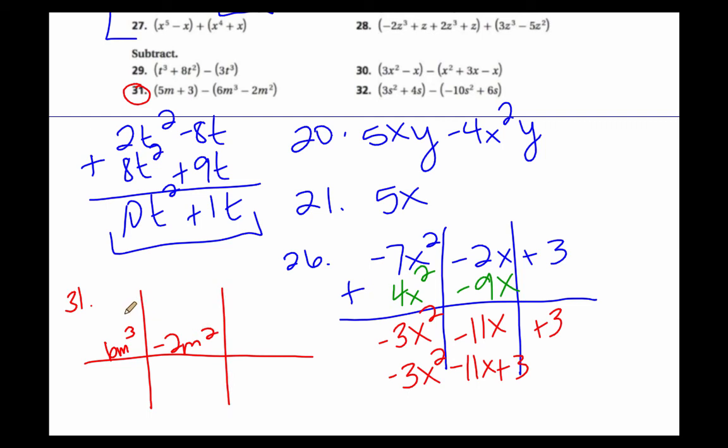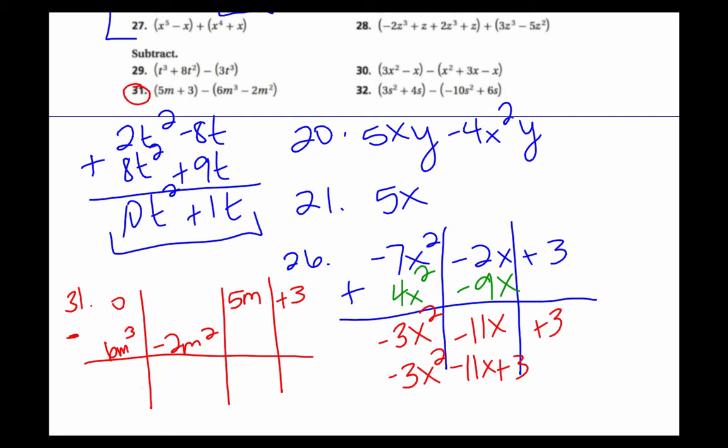All right, do I have a cubed in the first one? No. Do I have a squared in the first one? No. So my 5m is going to go here, and my plus 3 is going to go here, and I'm subtracting this minus this, but notice none of those are like terms. So what is my result?